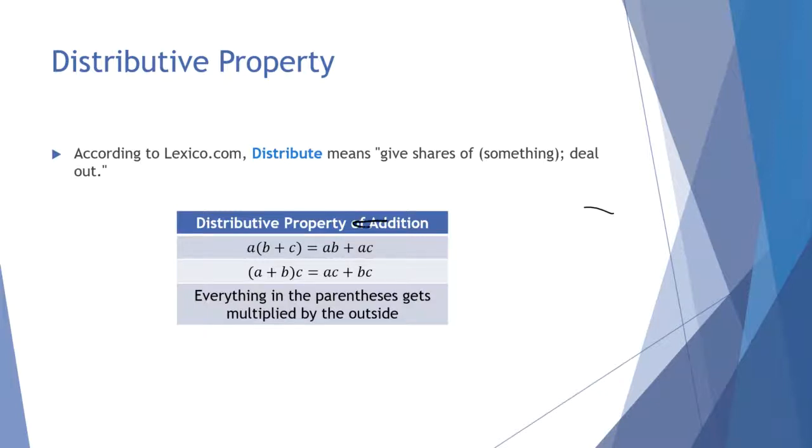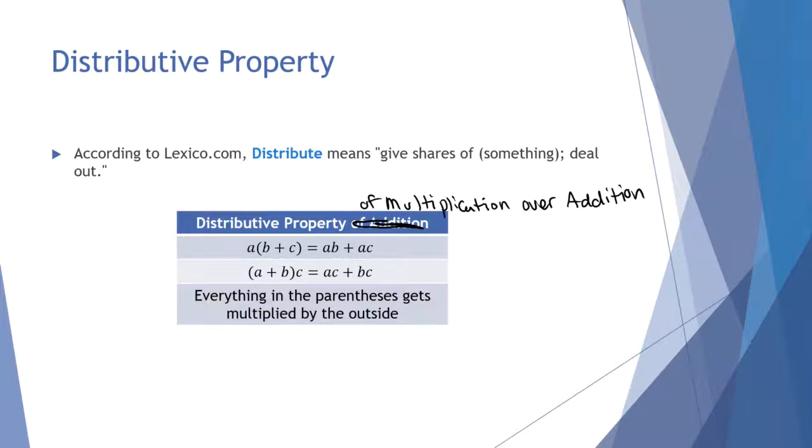It shouldn't say of addition, it's of multiplication over addition. Usually we just shortchange it as distributive property over addition. No one uses that full name. But basically, if you're multiplying things together, everything gets a share. That's one way to think about it.